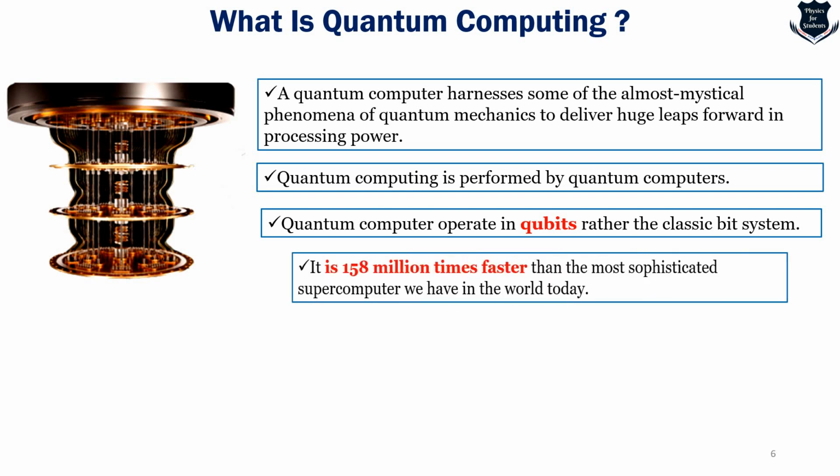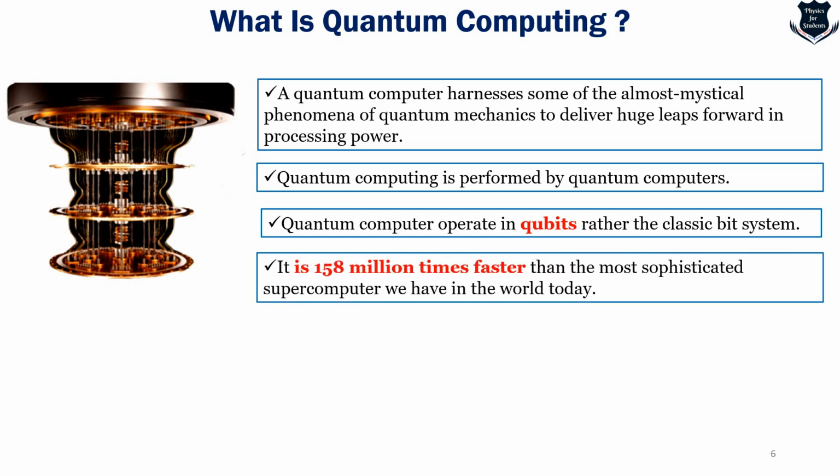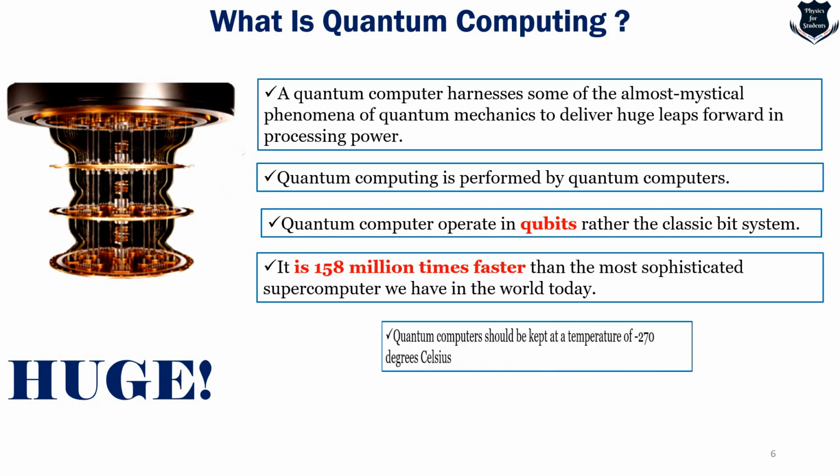Quantum computers operate in qubits. And remember that it is 158 million times faster than the most sophisticated supercomputer we have. And that's a huge number. Right? So that is something really fascinating.